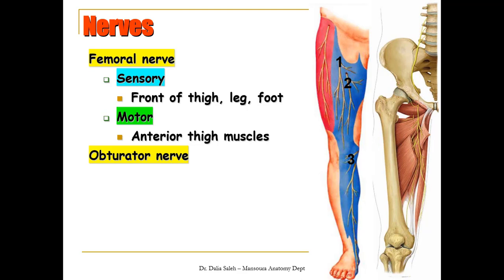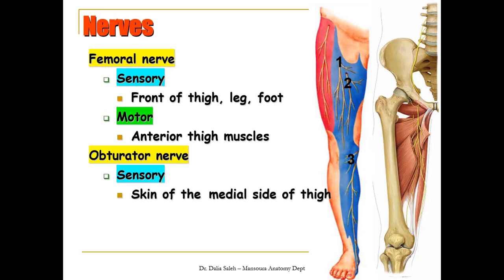The second nerve that I'm going to talk about now is the obturator nerve. It has also sensory and motor branches. The sensory area that it will supply is only that small area at the medial side of the thigh, and its motor branches go to the adductor muscles at the medial compartment of the thigh.